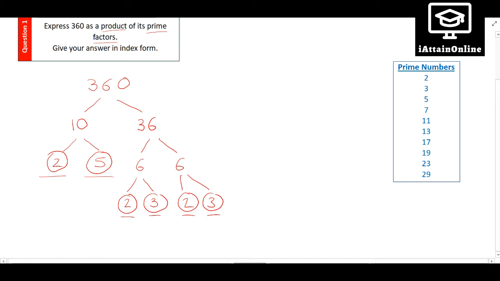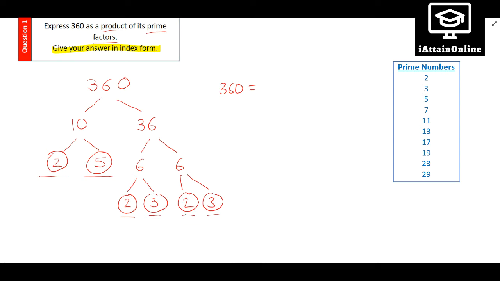Now, I haven't actually mentioned this last bit. Give your answer in index form. Before we do that, I'm just going to write out 360 is equal to, and then you tend to put these numbers in order, the circled numbers at the bottom of your tree diagram, your prime factor tree.